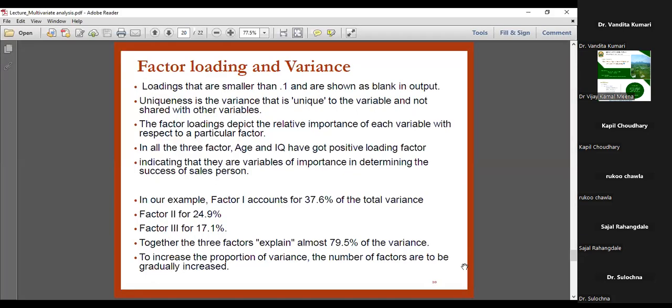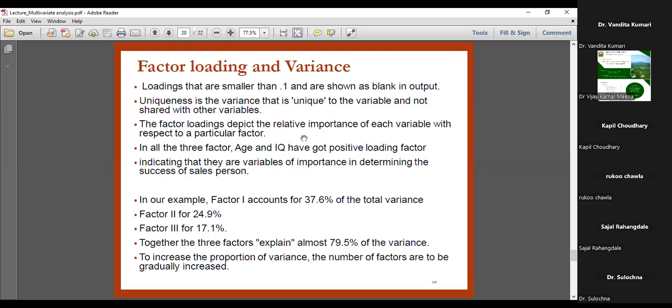Okay, so the factor loadings and the variance. Now we are going to discuss how to interpret them. Loadings, as I mentioned, which are smaller than 0.1, which is very small, are shown as blank in the output, so we need not worry when we get blanks. And uniqueness is the variance that is unique to the variable and not shared with the other variables.